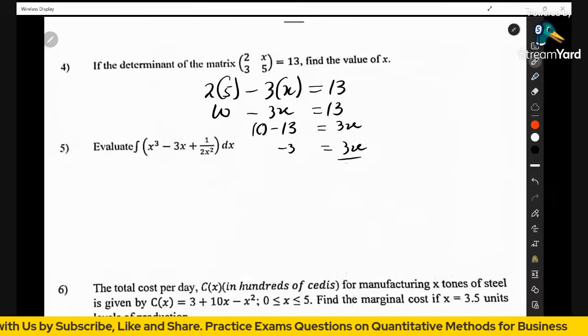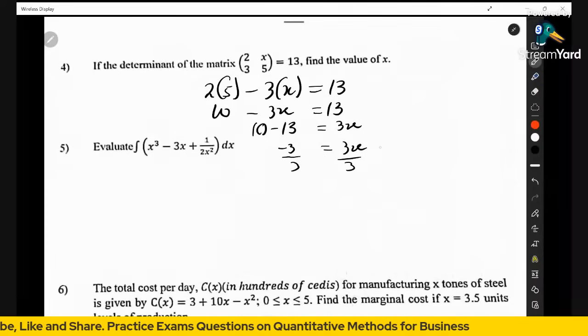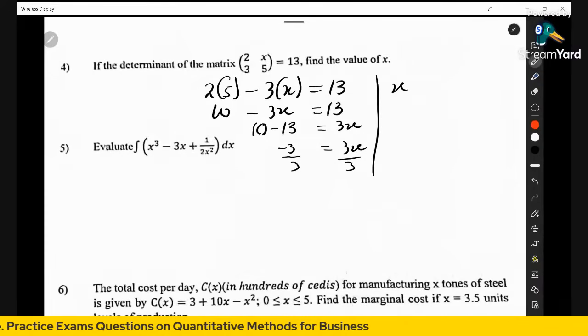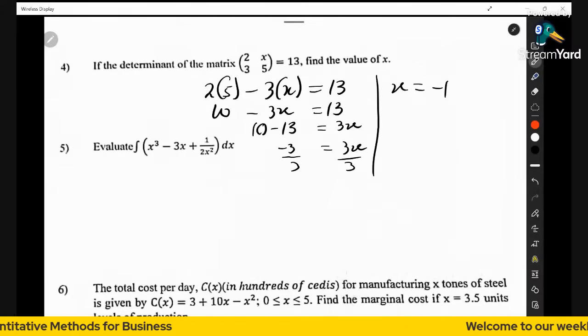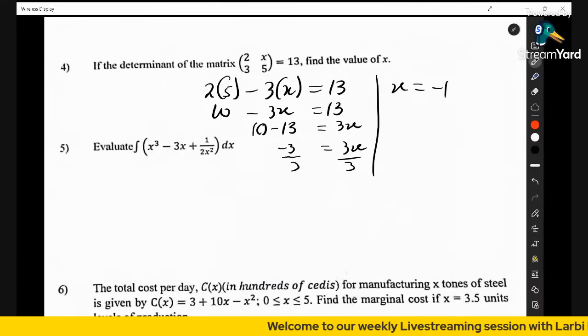3x. Divide both sides by 3. Therefore, we can say that our x should be equal to negative 1. So this is how we find the determinant. And then if there is any unknown value, you also deal with that in that case.